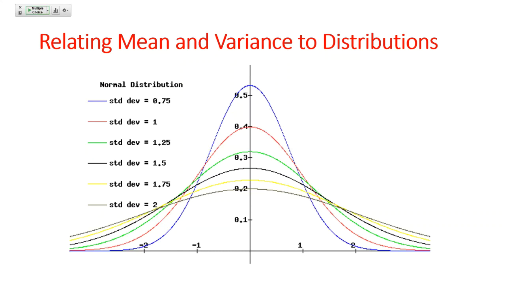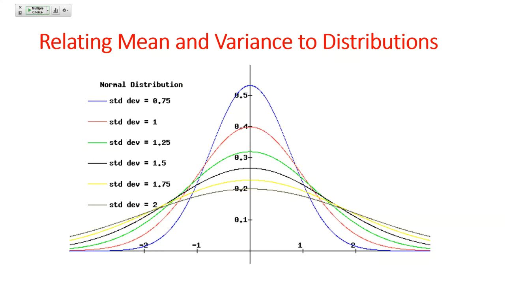A change in the variance is going to change where the middle part of our distribution is on the y-axis. The lower the variance, the more peaked, right? The higher it is on the y-axis. The higher the variance, the flatter it is, or the lower it is there in the middle of the distribution.